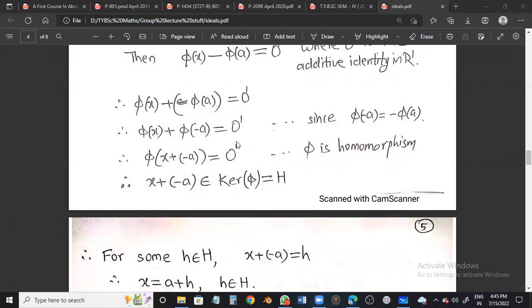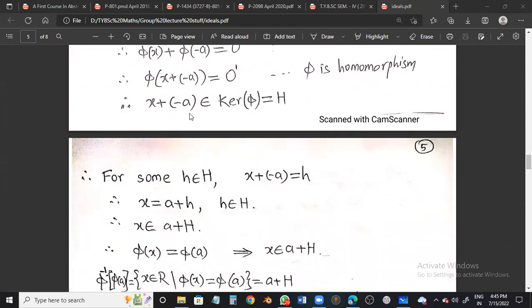Now, whenever the image comes to be 0, we say this member is a member of the kernel. So x plus minus a is a member of the kernel. But the kernel we are labeling as H, so this element belongs to H. Now this element belongs to H means what? H is a set, H is not itself some element. So H being some set, you can have some element h of H which will be equal to this. So you have written x plus minus a is equal to h.